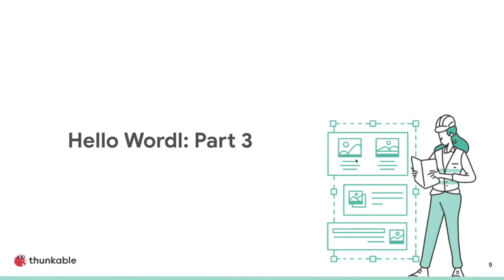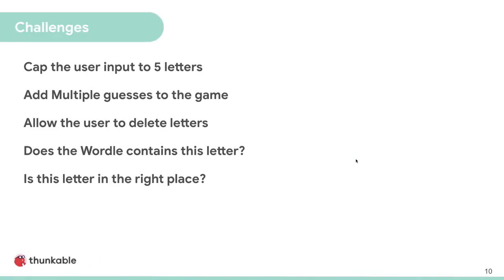So in today's tutorial what we want to do is add some extra functionality to our game. First thing we need to do is cap the user input to 5 letters. Currently they can type in as many letters or as many words as they want, so we want to cap that to 5. Then we want to add multiple guesses to the game. At the moment we don't have any guessing functionality, so we're going to add 6 different guesses for this version. Then we want to allow users to delete the letters. So once we're able to enter letters guess by guess, we're going to add in the functionality to delete individual letters from the grid.